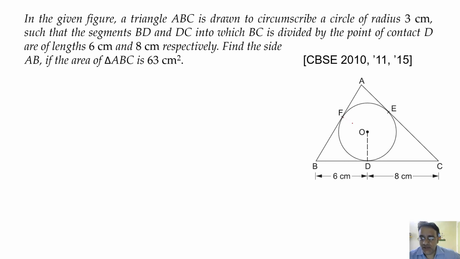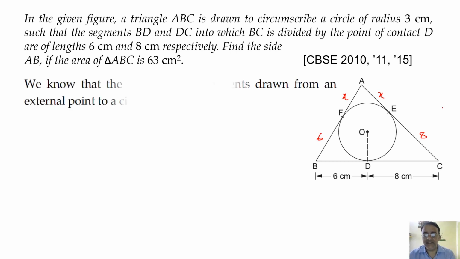We will join OE, OF, right, and OA, OB, OC, and we know the length of the tangents drawn from an external point are equal. So this is 6, this is also 6, this is 8, this is 8, and इसको हम लोग x लेंगे. जो textbook का question है बिल्कुल उसी से मिलता जुलता question है ये, right. उसके बाद जब हम लोग पूरा join करेंगे तो figure कैसा मिलेगा देखो.